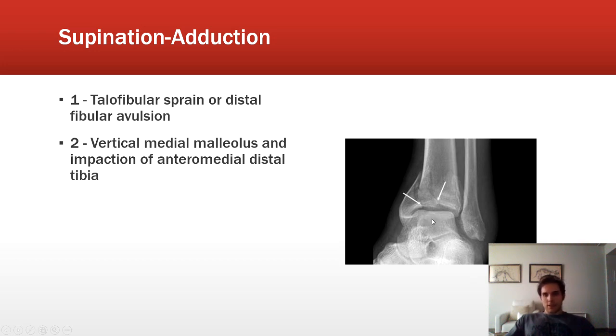So the talus impacts on the tibial plafond anteromedially, causing impaction. This needs to be addressed surgically. It is something that if it's not addressed can cause poor outcomes.